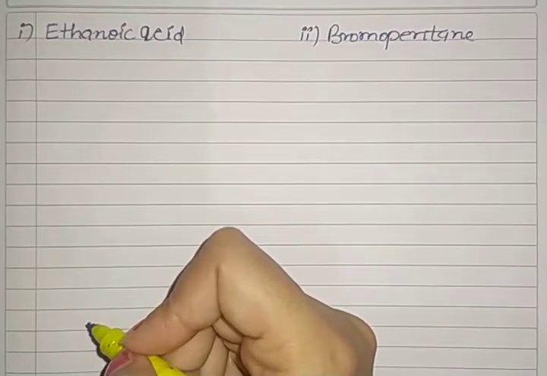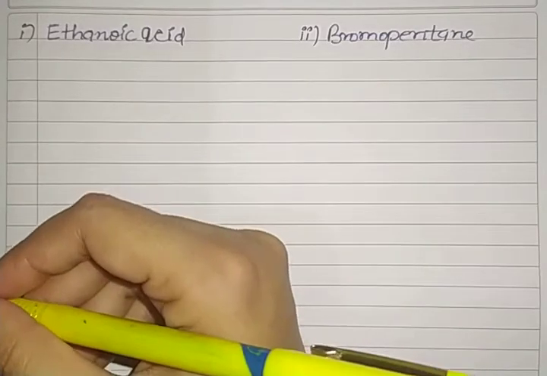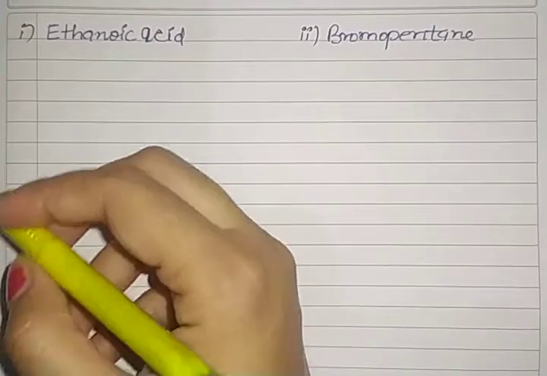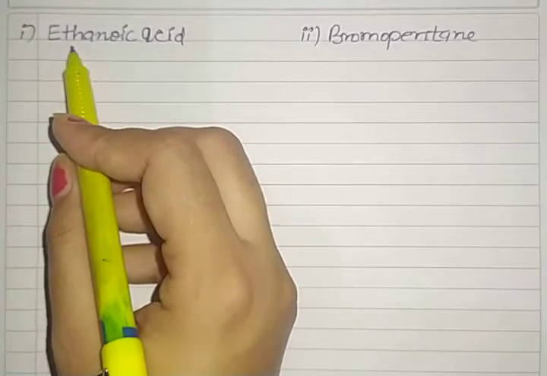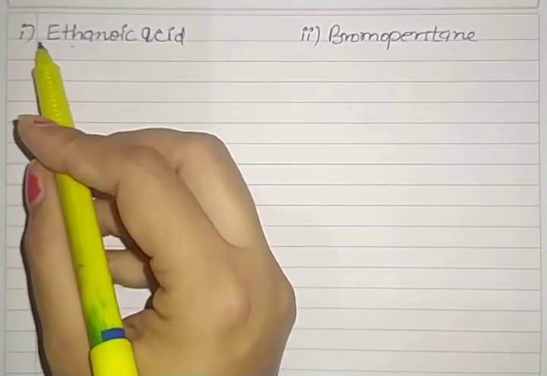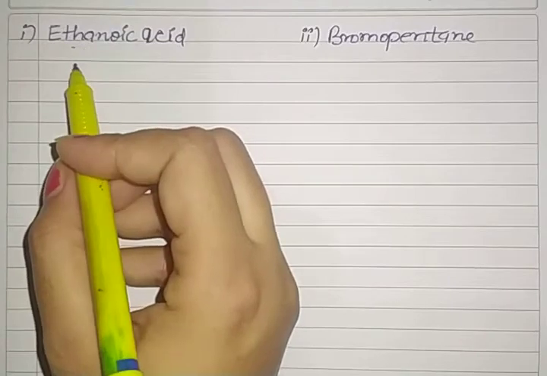In the last class, we discussed nomenclature and functional groups. Let's take some examples of drawing the structure from the name of a compound. As you can see here, I am writing first ethanoic acid.